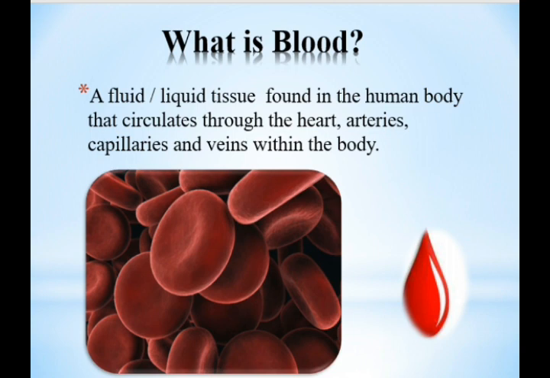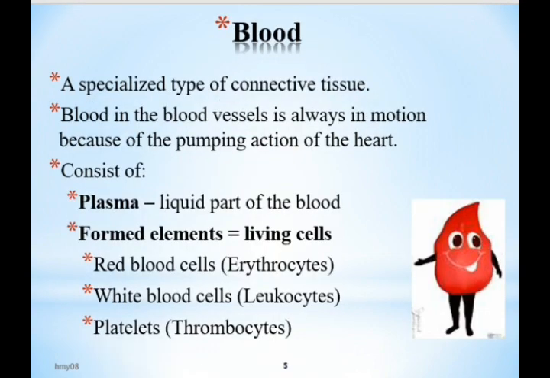So what is blood? Blood is a fluid or liquid tissue found in the human body that circulates through the heart, arteries, capillaries and veins. Blood is a connective tissue, meaning that it bridges the gap between one tissue and another. Blood and blood vessels are always in motion because of the pumping action of the heart. If blood stops, your organs will not be receiving any nutrients or oxygen. But sometimes during a surgery, you actually need that to happen. And also, if you are bleeding, we actually need blood to stop. But that's another story.